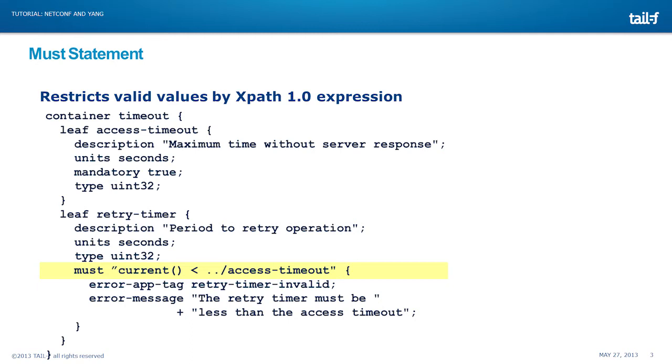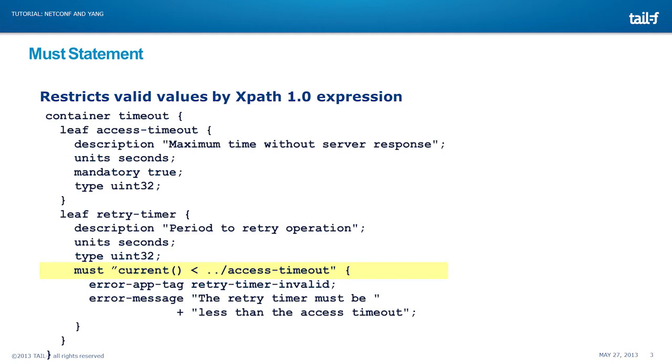So here in this example is a simple must statement. Current with the parentheses is a function that can be used from XPath. It refers to the value of the current node. So current gives us the current value that is in retry timer, and we have the constraint that it must be less than, and then an XPath, and that path ../access timeout means we go up one level in our tree and then back down to access timeout.